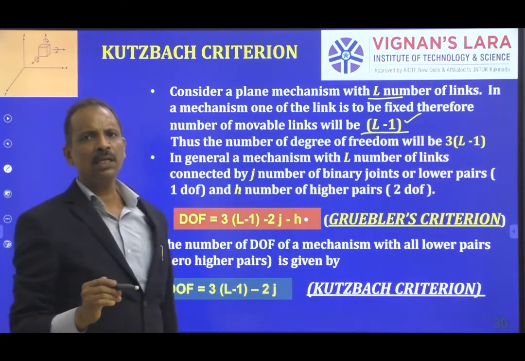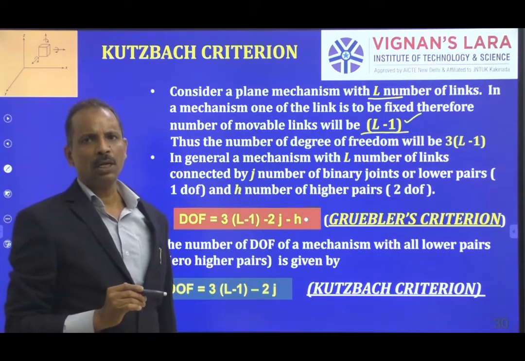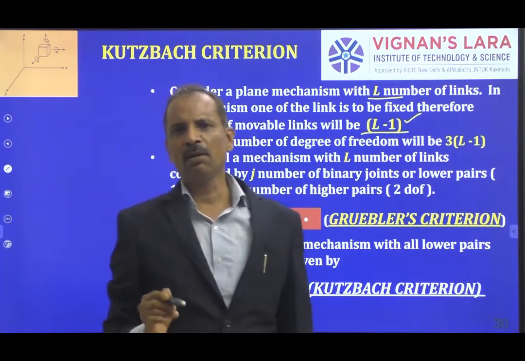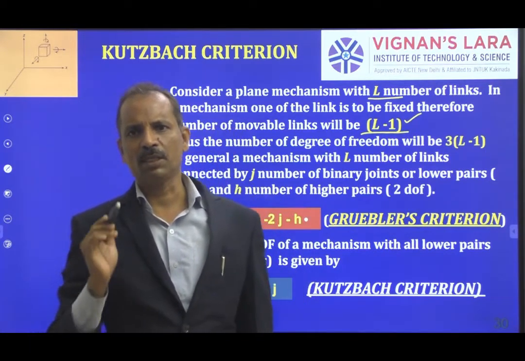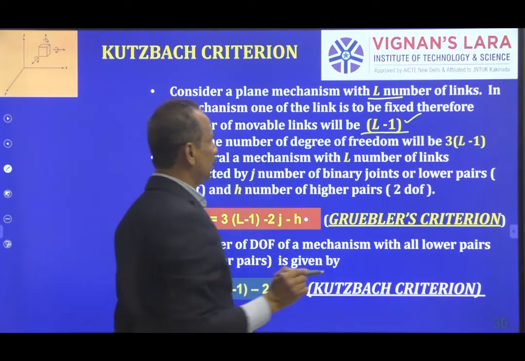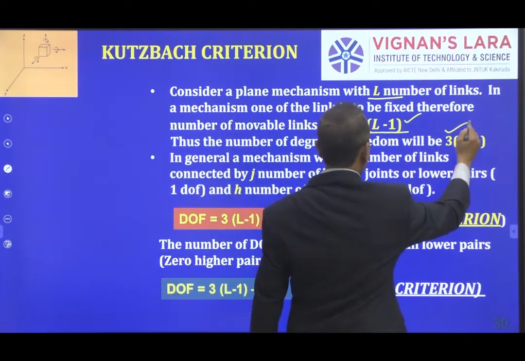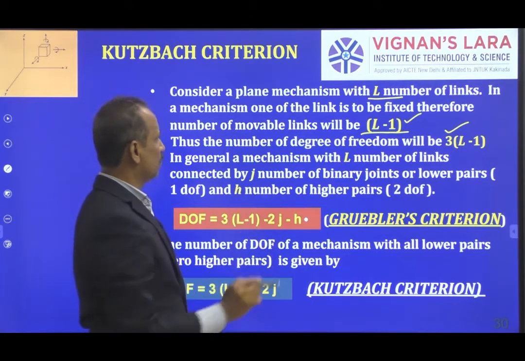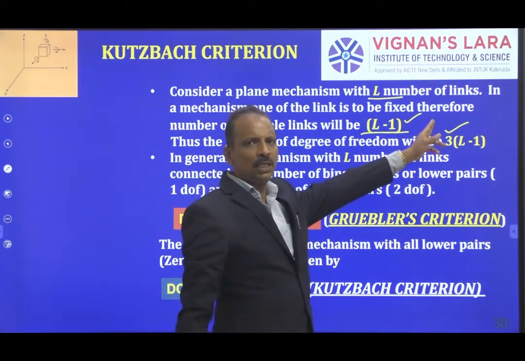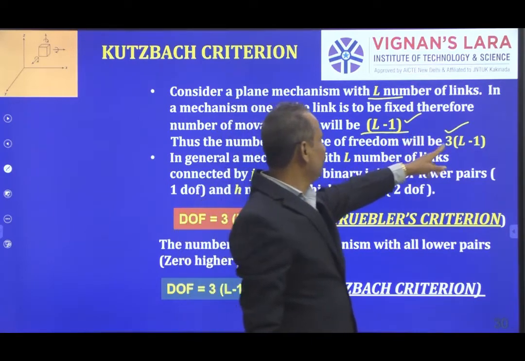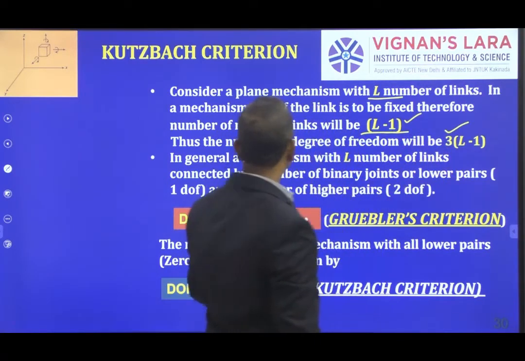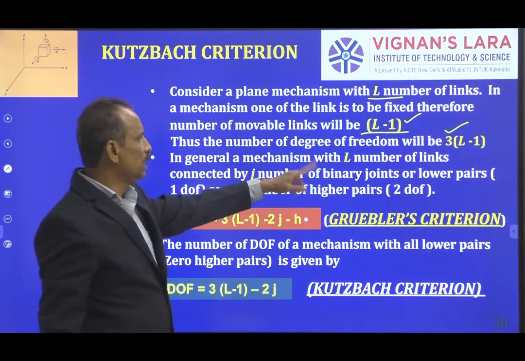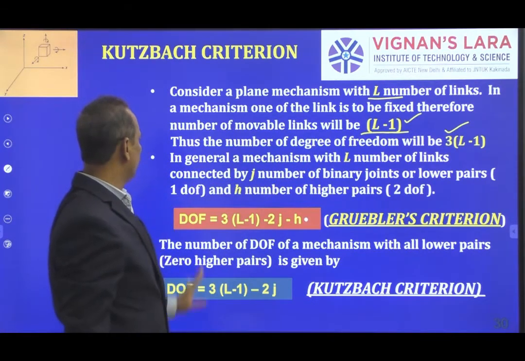And we are considering the two-dimensional system or a planar mechanism. I said in a planar mechanism, the maximum degrees of freedom is 3. So the number of links is L minus 1, and each link will have 3 degrees of freedom. Then the total number of degrees of freedom for that is 3 into (L minus 1).